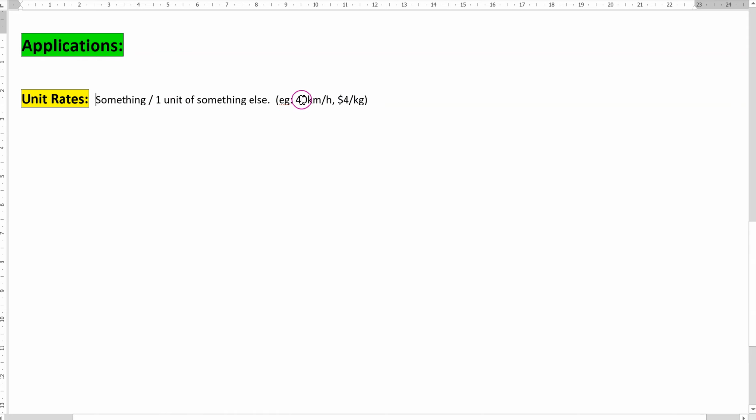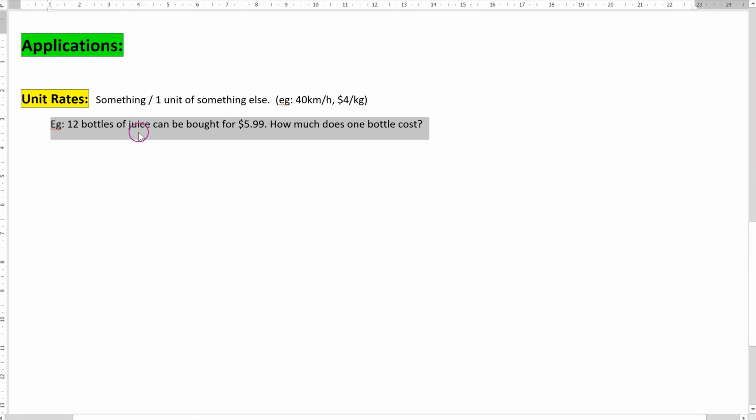You can think of 40 kilometers per 1 hour. We always say it's 40 kilometers per hour, but it's per 1 hour. Or $4 per kilogram, per 1 kilogram. So this is a unit rate. An example would be 12 bottles of juice can be bought for $5.99. How much does one bottle cost?